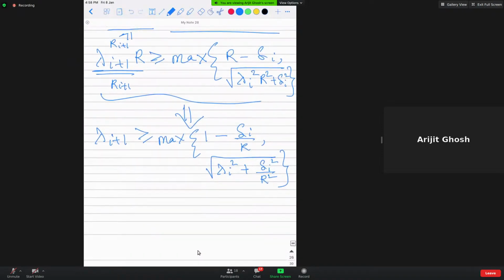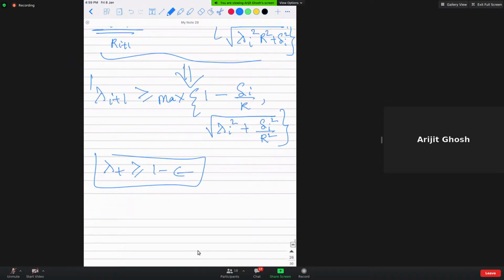See, what do I want to prove? As I said, I wanted to prove a lower bound on lambda t, that lambda t is greater than or equal to something. So what I do now is, with this recurrence, I want to minimize lambda i plus 1 as a function of delta i.